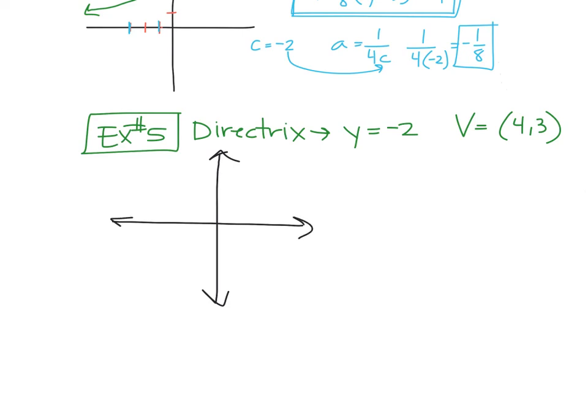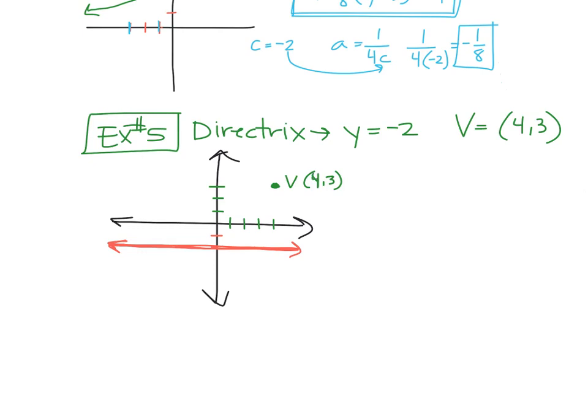All right, so if we graph this, y equals -2. That's a horizontal line at -2. Okay, so that's our directrix. And then our vertex is at (4, 3). So 1, 2, 3, 4, and 1, 2, 3. So our vertex is here at (4, 3).